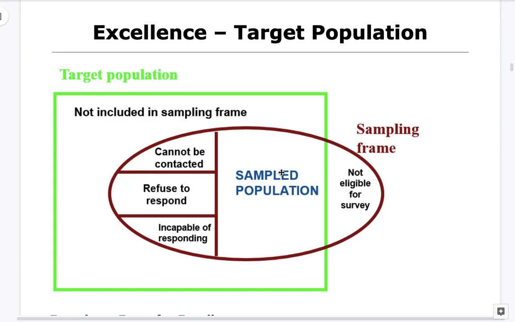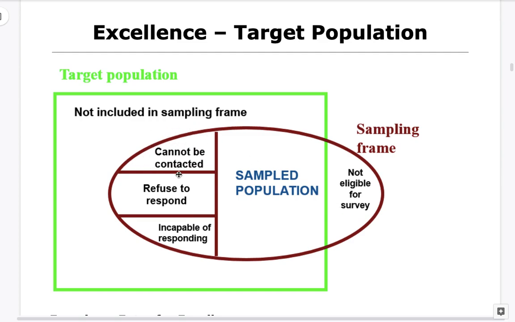Now within those we actually sample, we've also got some who are not going to be eligible for the survey, even though they're on our list. So if I could get a list of all people on a mobile plan, and I'm interested only in the teenagers, then anyone that's not a teenager, even though they're on the list, wouldn't be eligible because my survey is only about teenagers.